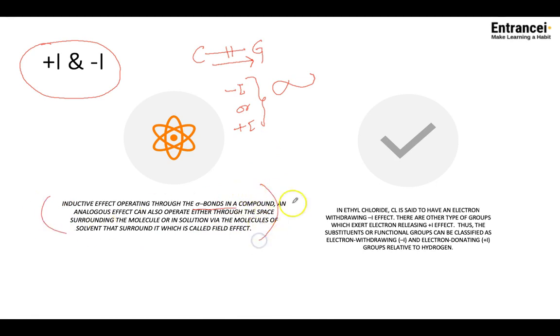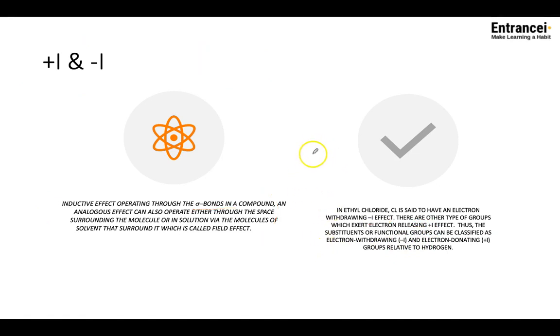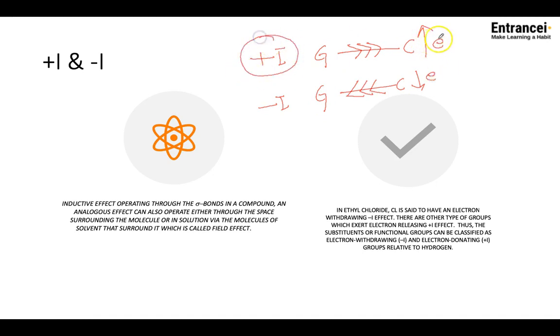Now you can see that in ethyl chloride, the example I have shown, the minus I effect increases the electron density in the group and decreases the electron density in carbon. One more important thing: any group which shows the plus I effect donates electrons to carbon, which means it increases the electron density in carbon. Similarly, the group which shows the minus I effect withdraws the electron cloud from carbon and decreases the electron density in carbon.